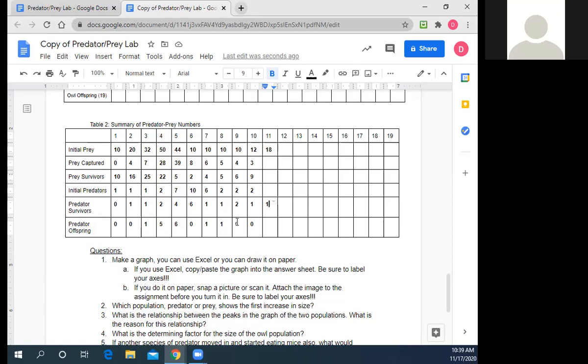There are questions at the end to do. You do have to make a graph. You can do that by hand and email or attach a picture, or you can do it on Microsoft Excel and just copy and paste it onto your lab sheet itself. So however you choose to do it, that is entirely up to you.